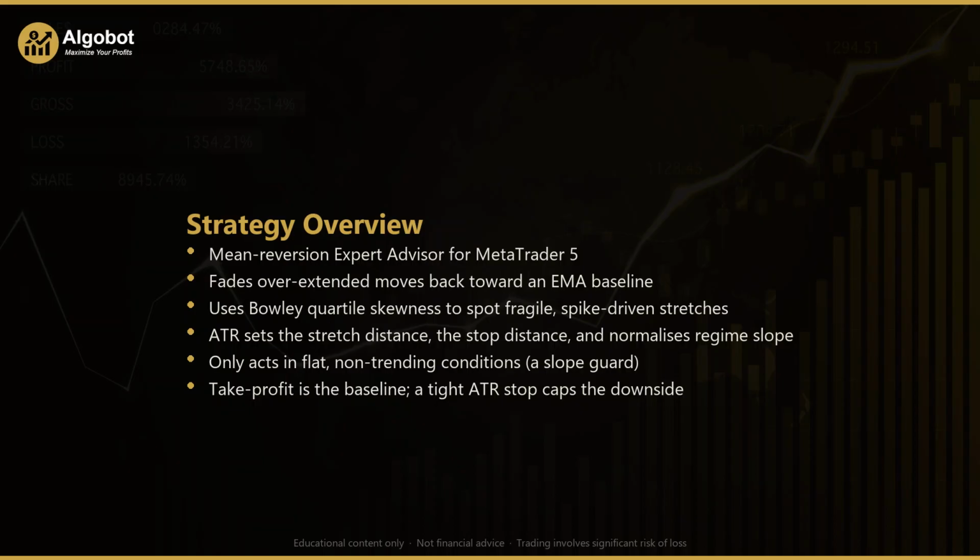But here is the twist that makes this strategy interesting. Not every stretch away from fair value is worth fading. A big move can be durable, built on broad participation where many bars each push a little, or it can be fragile, where just a handful of oversized spike bars did all the work while the rest of the window went nowhere. The fragile kind tends to relax back. The durable kind tends to keep going. To separate the two, the strategy measures the shape of the recent return distribution using Bowley quartile skewness. Because it is built from quartiles rather than from averages, this measure is robust to outliers, which is exactly the property we want when we're trying to detect a few spikes rather than be distorted by them.